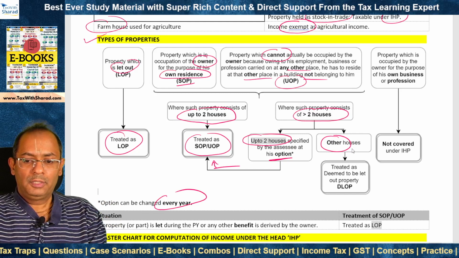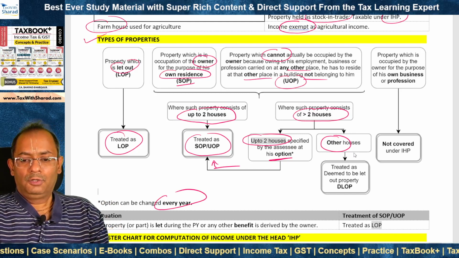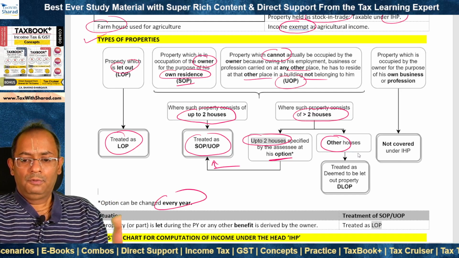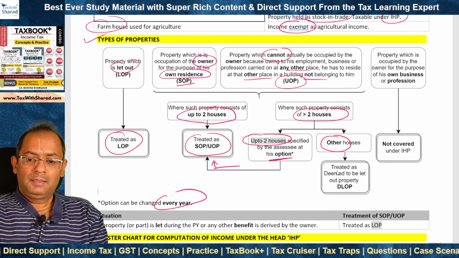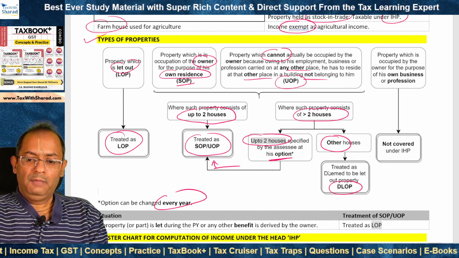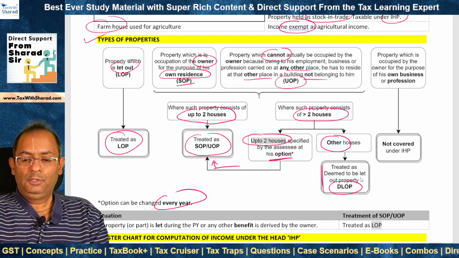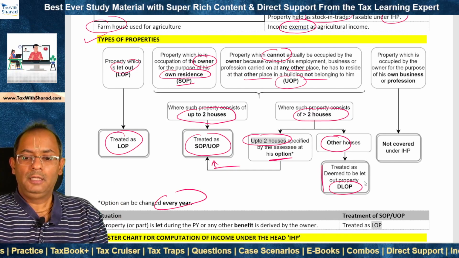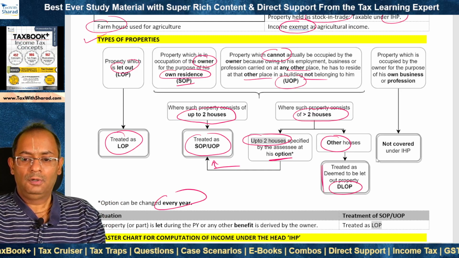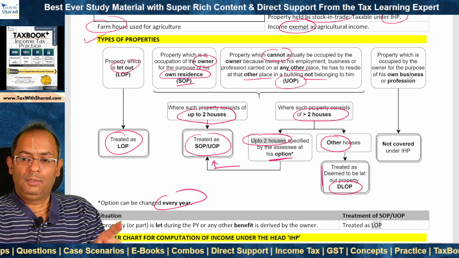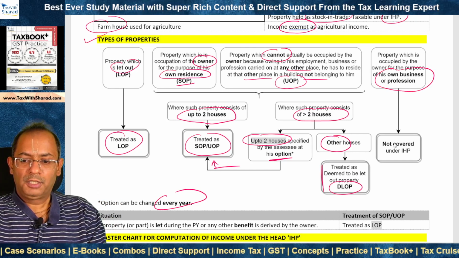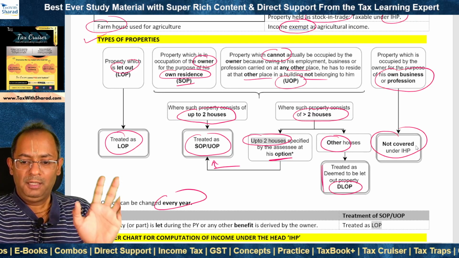For the other houses, that is, for the houses which are more than 2, the treatment is that of a DLOP, which is deemed to be let out property. So even though the property is not let out, it is deemed to be let out, and that's why it's called DLOP. As we noted above, property which is occupied by the owner for his own business or profession is not covered under IHP in the first place.